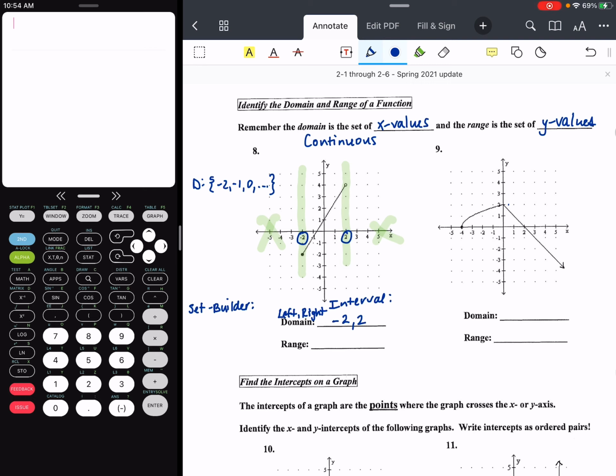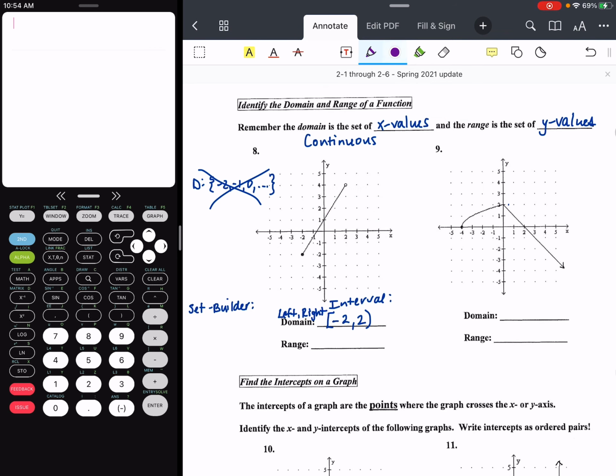Next to the -2, because I have this closed circle, I'm going to put a square bracket. That means that x can equal -2. Up here at +2, there's an open circle, so I'm going to write a rounded parenthesis because x can't equal 2, but it gets really close to 2, but never equals 2. All right, so now we're going to switch gears. That was for domain. Let me erase all of this stuff. So our domain is in interval notation.